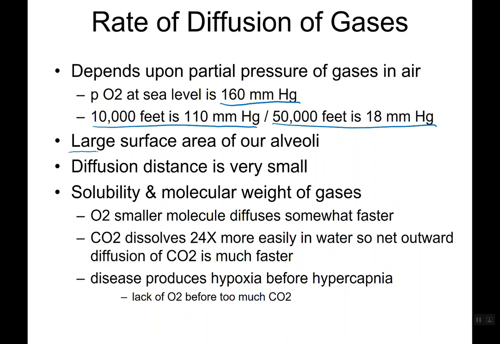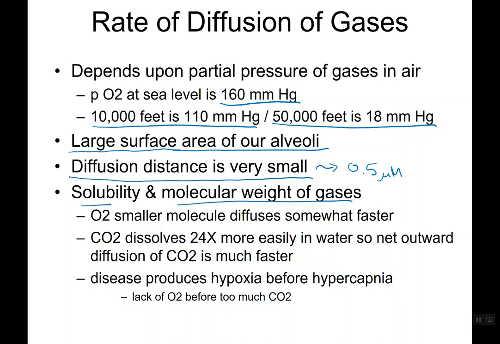Other things that influence the diffusion of gases are surface area. I showed you with the emphysema slide how losing surface area decreases gas exchange. The diffusion distance is really small, only 0.5 microns. And then there are the solubility and molecular weight of the gases. O2 is smaller and therefore diffuses faster because it can wiggle through membranes easier. CO2 is bigger, but it dissolves 24 times more easily in water, so the net outwards diffusion of CO2 is much faster. Disease produces hypoxia before hypercapnia, which is a lack of O2 before too much CO2.